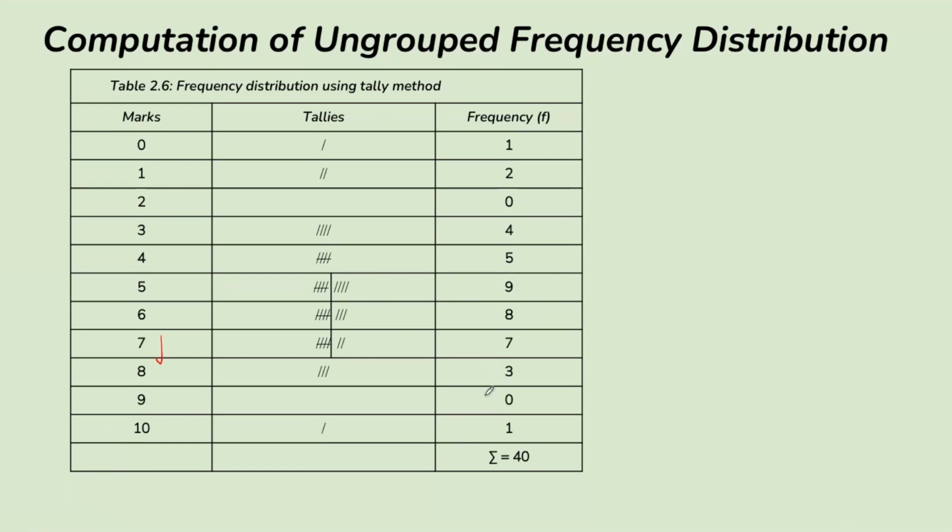And then you have to total the frequency. So total is 1 plus 2 plus 0 plus 4 up till 1. So it will be 40. Okay, again, this is how you construct the frequency.